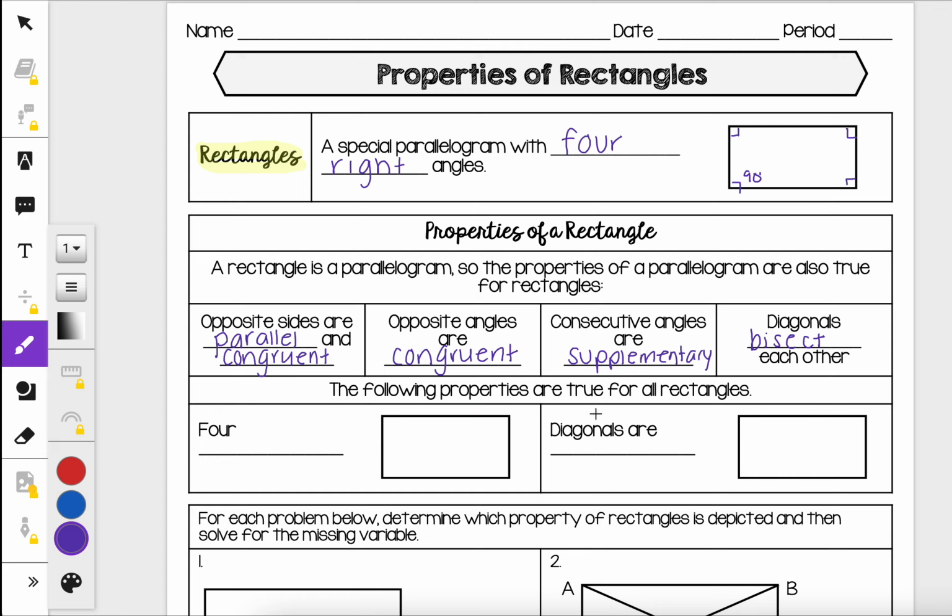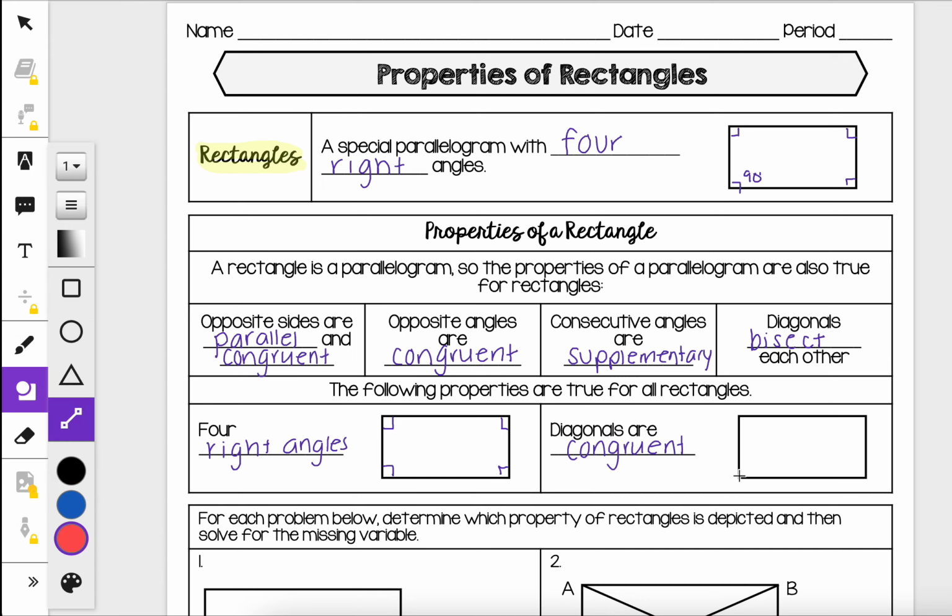Okay, so those five properties about a parallelogram are also going to be true for a rectangle, in addition to the four right angles. That was our definition of a rectangle. And then the other property that's going to be new about a rectangle is that the diagonals are congruent. So this diagonal here is going to be congruent to this diagonal here, okay?